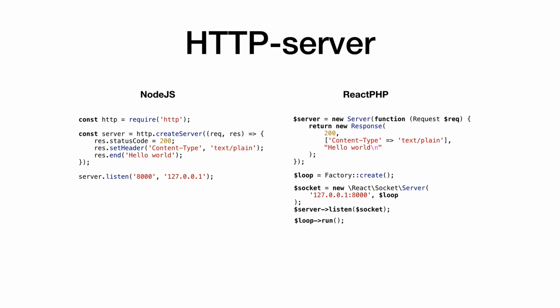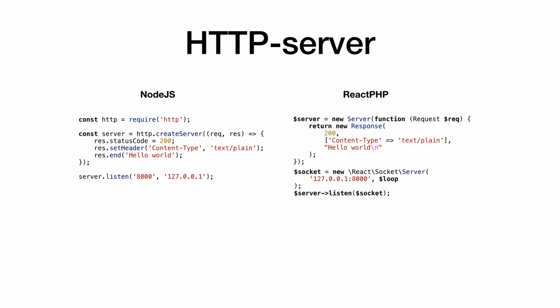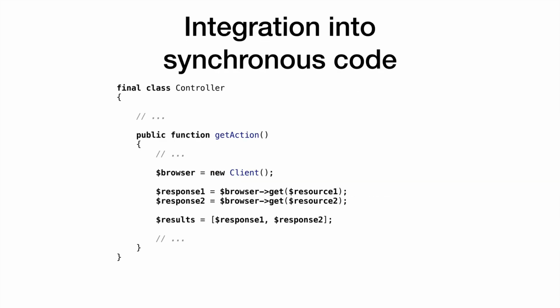Again, the only difference with the Node.js version is that we have to explicitly create and run an event loop. The rest of the code looks exactly the same. When people say that asynchronous code written in Node.js looks much cleaner than its PHP version, just show them this code. To take advantage of ReactPHP, there is no need to rewrite your application from scratch.